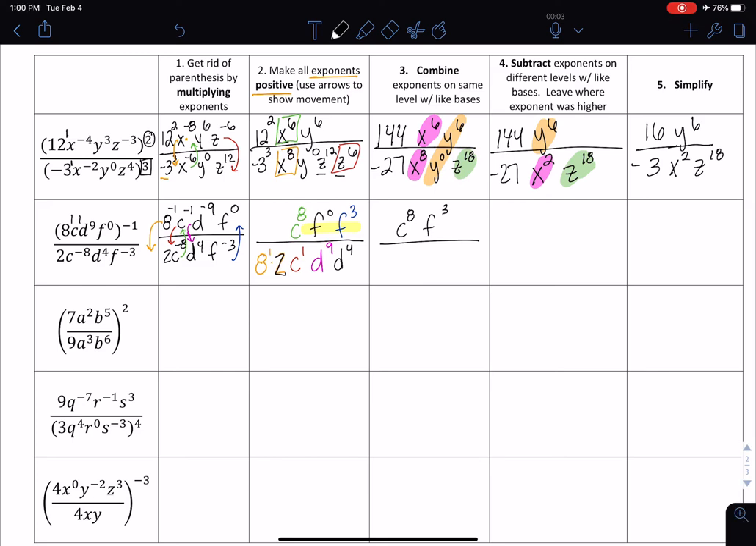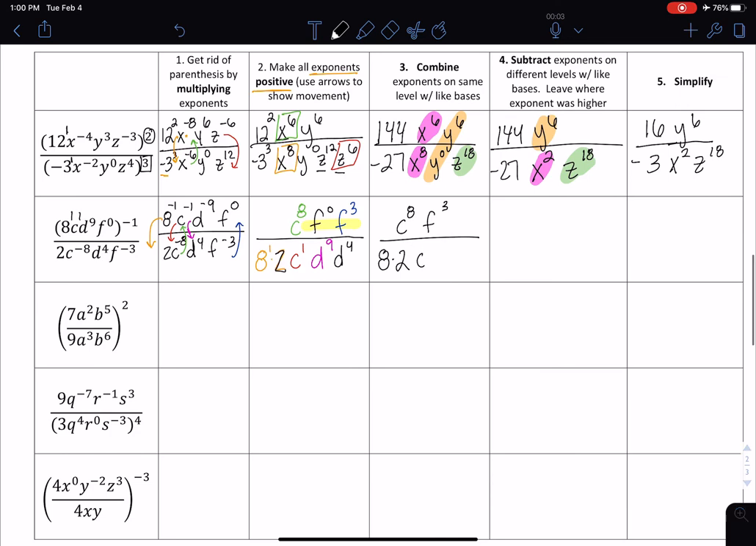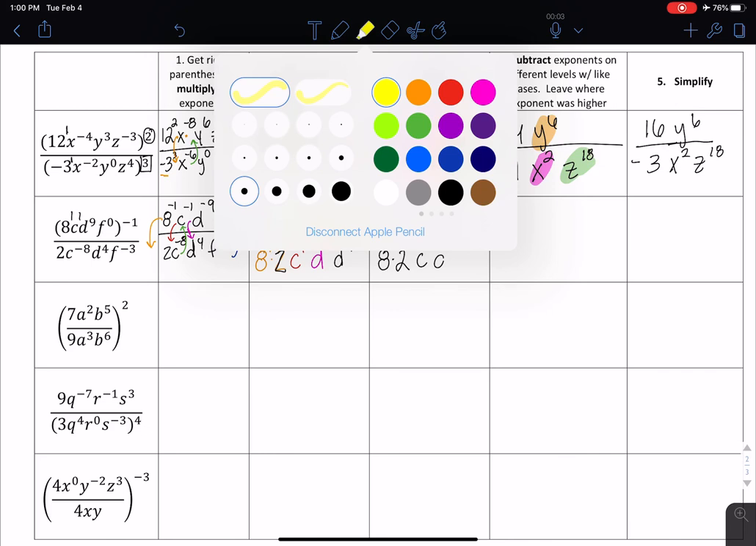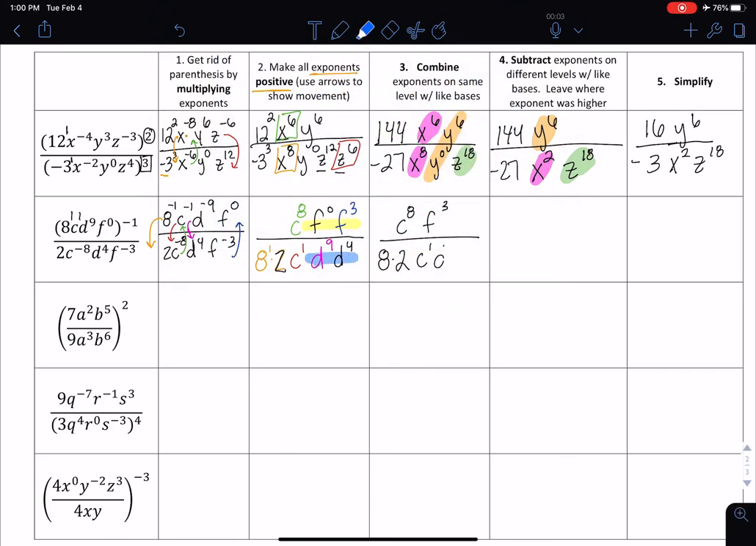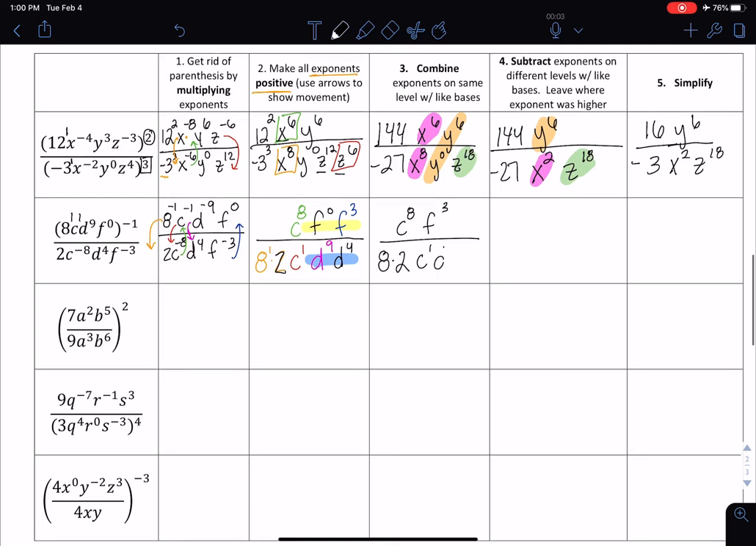Then on the bottom, I have 8 to the first power, which is 8. Then I have 2 to the first power. Then there's nothing on the bottom that will combine. So those, oh, I lied. Sorry. My D's also add on the bottom. So I get 9 plus 4 is 13. The D's are right there and the F's are right here.